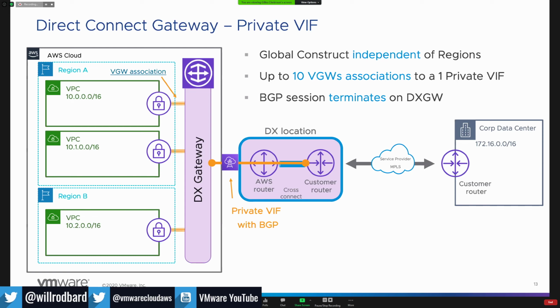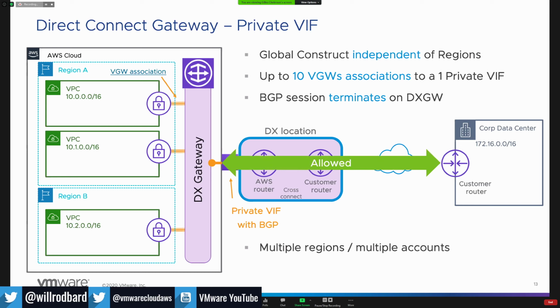The BGP session terminates now on the Direct Connect gateway. Remember, before it was terminating on the VGW. Now it terminates on the Direct Connect gateway. And then you can do that with multiple regions and multiple accounts. So there is no limit in terms of how the VGW association is connected. This traffic is allowed. Okay, so from VPCs to on-prem, this traffic is not allowed. You cannot talk between two VPCs via the Direct Connect gateway.